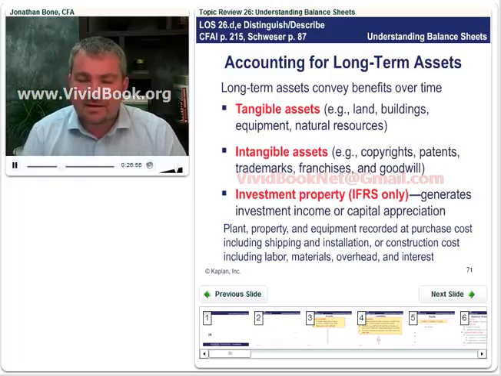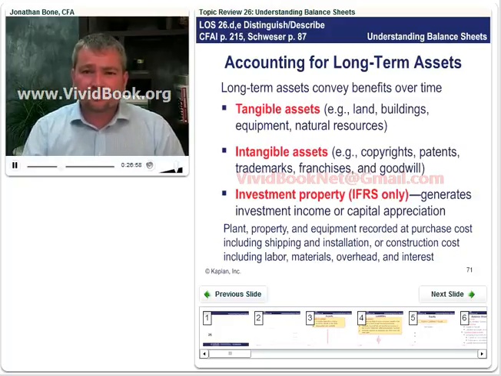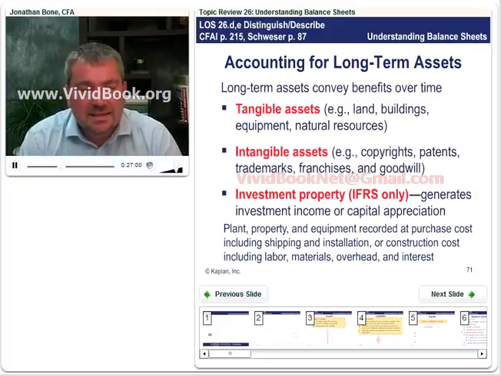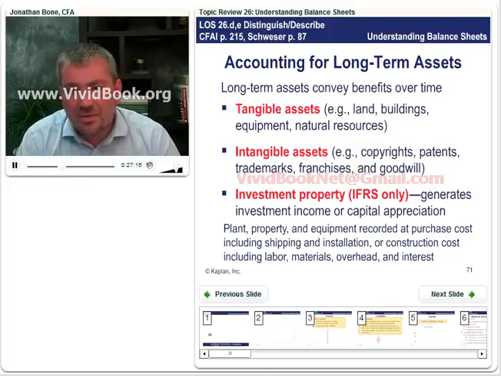So let's have a look at some classifications. Tangible assets, so these are our land, buildings, equipment, and natural resources, so plant, property, and equipment, or property, plant, and equipment, and natural resources. Intangible assets, remember, these have no physical form, and we'll talk more in detail later on. Things like copyrights, patents, agreements, goodwill is the classic one, arising on acquisition of subsidiaries.